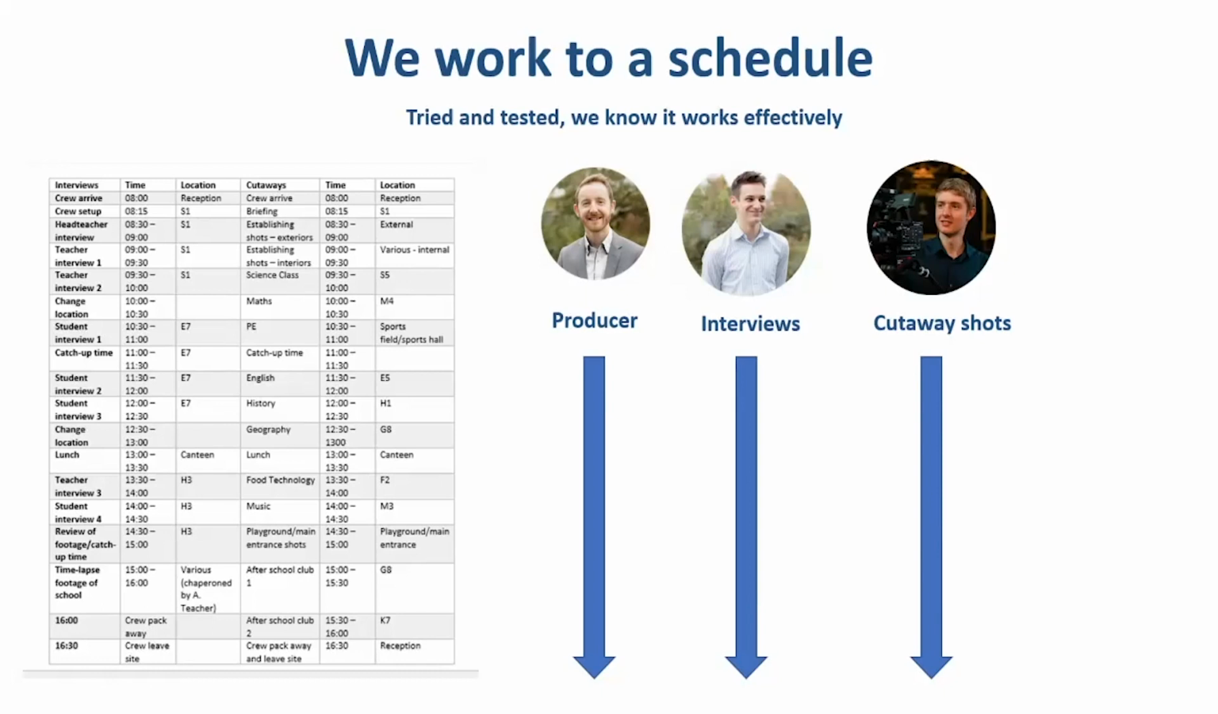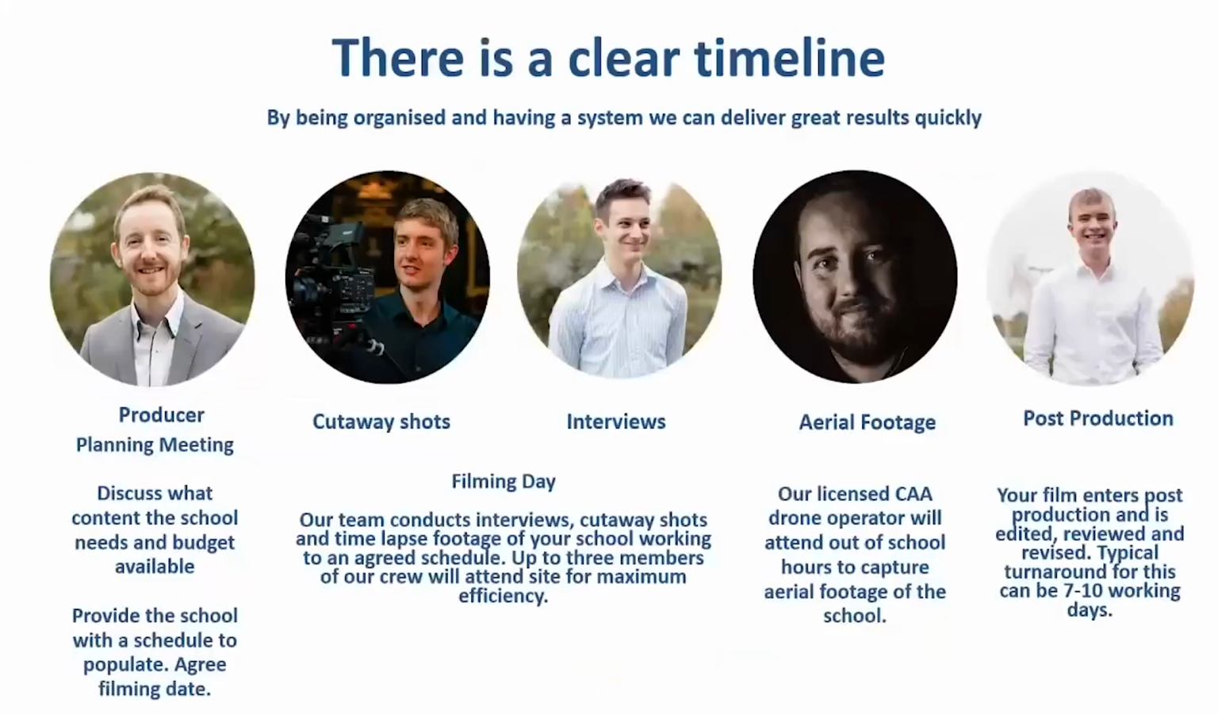And as I say, because we twin track it with 2 or 3 people, we're getting multiple things done at the same time very efficiently, so it minimizes that disruption on your school. Also, in terms of getting it turned around quickly, there's a really clear timeline. So it starts with an initial meeting. A lot of these have been conducted over Zoom or the phone recently. We talk about the school, what you want to convey. We look at budget, and we look at scheduling so that we can actually get things moving quickly.